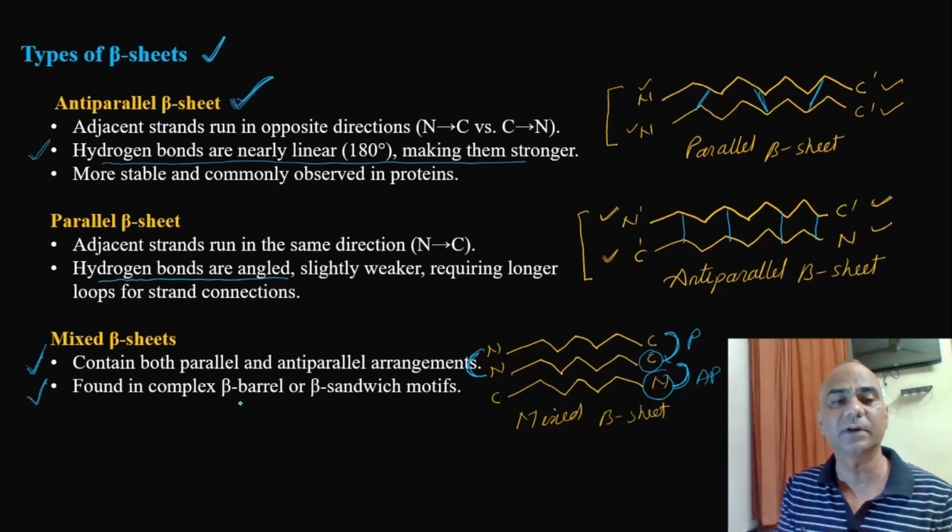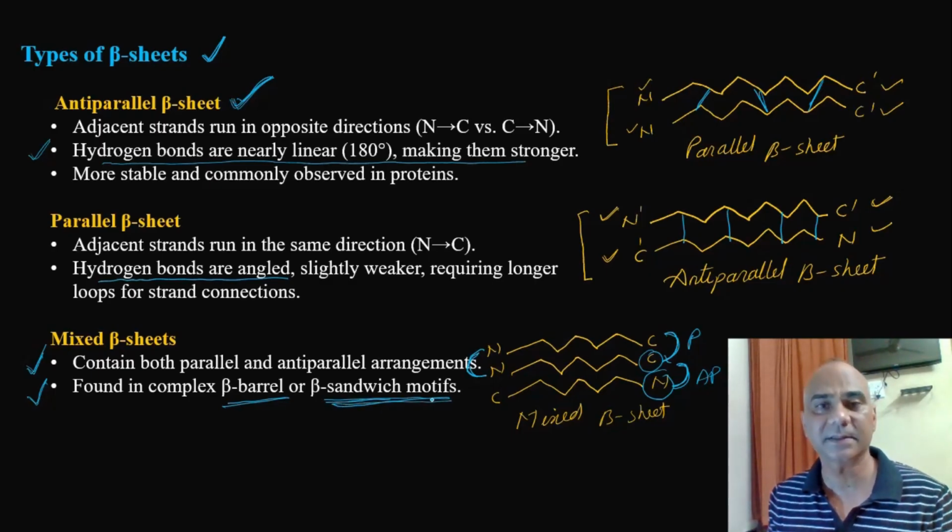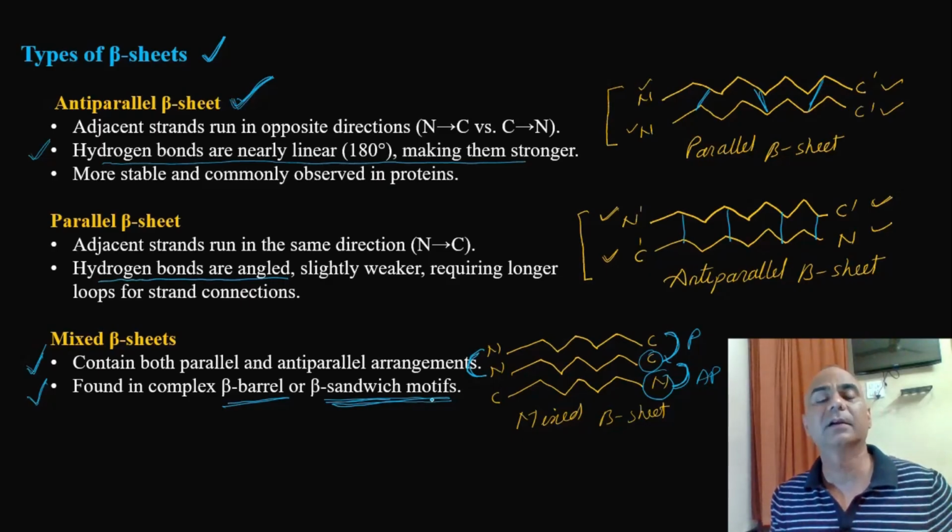the arrangement is found in the beta barrel and the beta sandwich motif. And what is the meaning of this beta sandwich motif? You can clearly understand in the next slides.